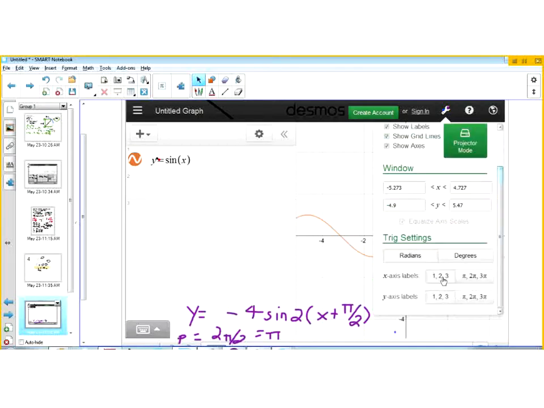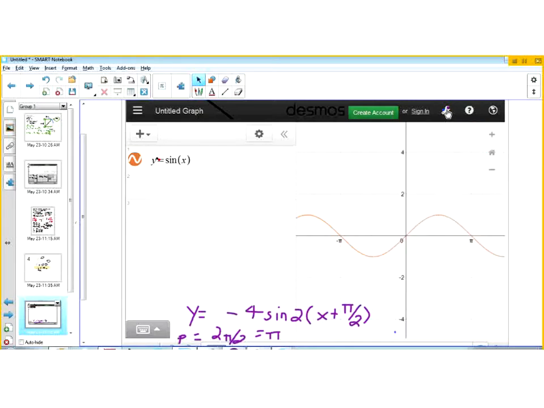So it's already in radians, but I need to adjust the x-axis labels in terms of pi for ease of sketching. Okay, and so my period is pi, so we'll sketch the graph of y equals sine x with a period of pi, or that is y equals sine 2x. So we'll start off with graphing y equals sine 2x.